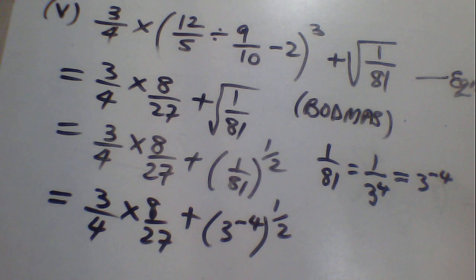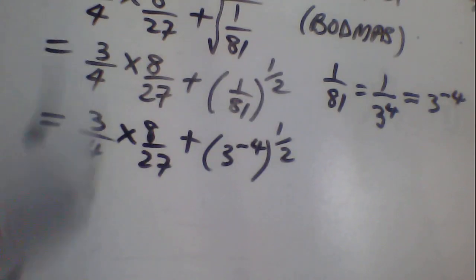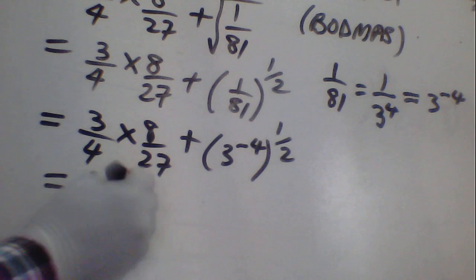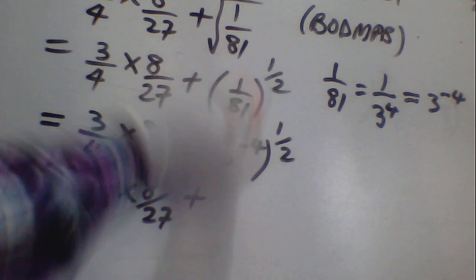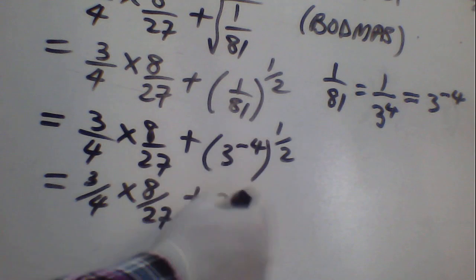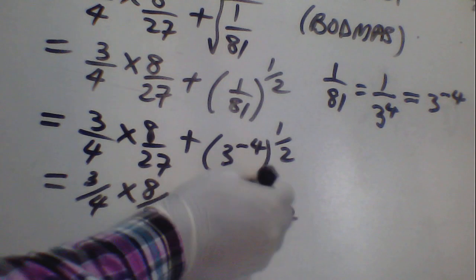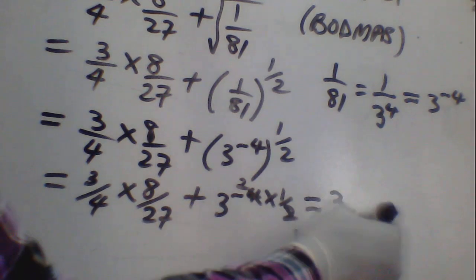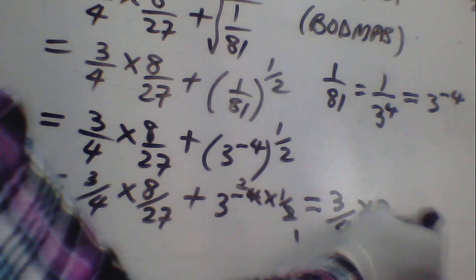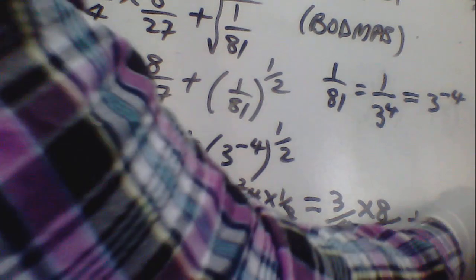I hope you are seeing it. So from here, before you expand the bracket, let's continue. You have 3 over 4 times 8 over 27 plus, you see I am moving from the radical to exponent. So opening the bracket, I have 3 to the power of minus 4 times half. So 4 divided by 2 will give us 2. So from here you have 3 over 4 times 8 over 27 plus 3 raised to the power minus 2.